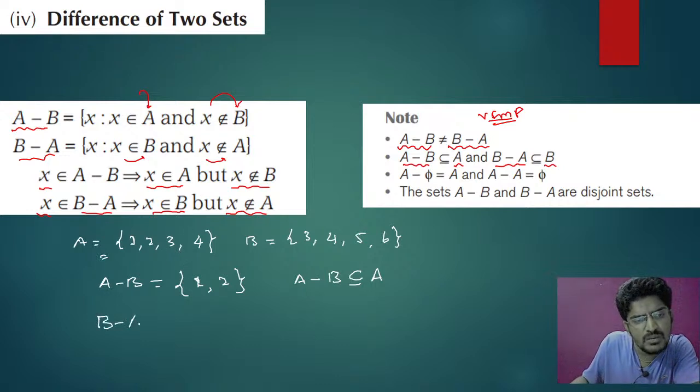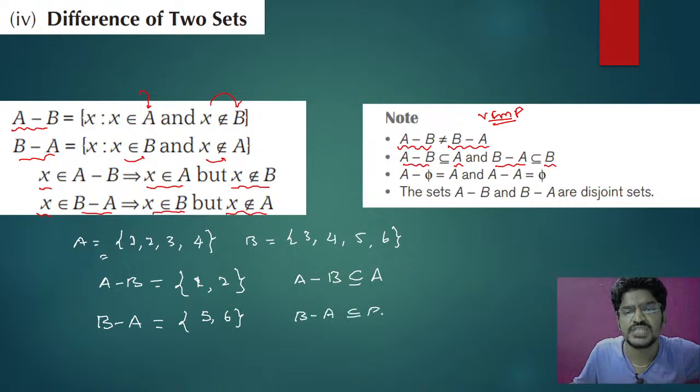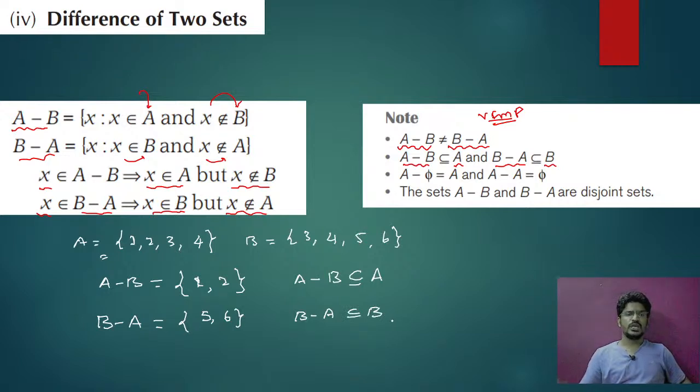In the same way, B minus A you calculate. If I calculate B minus A, I will get 5, 6. You can see that B minus A is subset of B. Okay. So from this you can understand A minus B is subset of A. B minus A is subset of B. Clear?